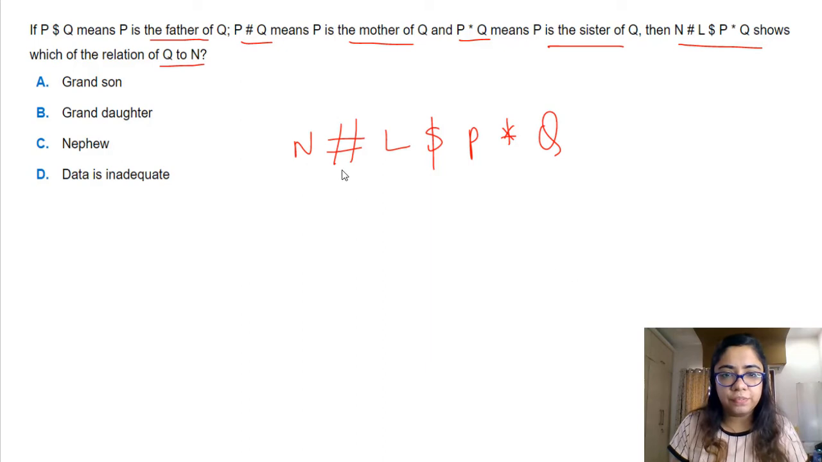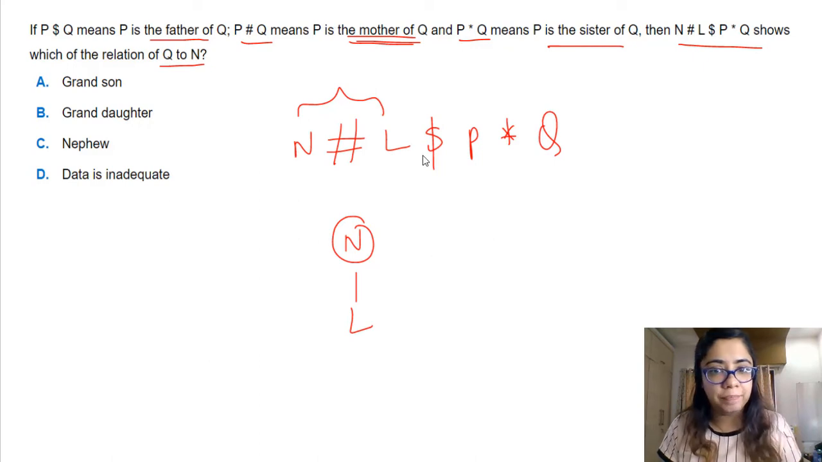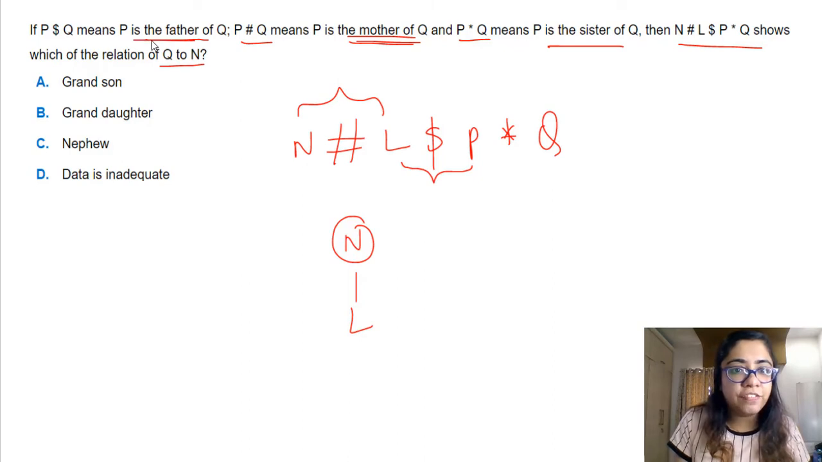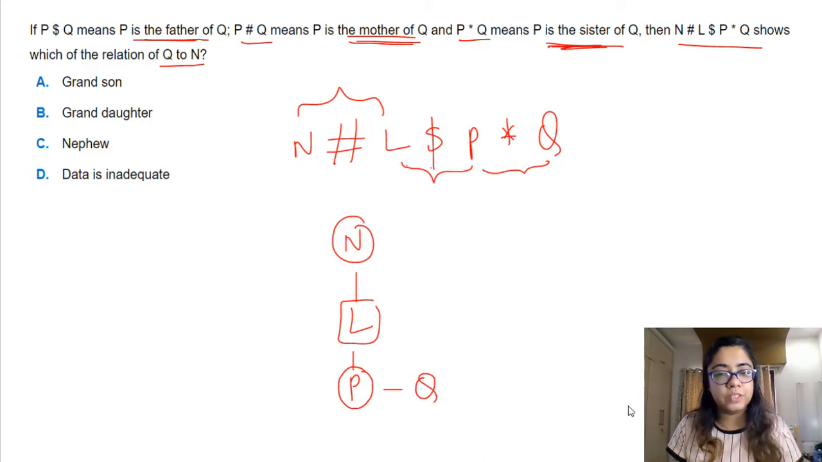Very simple question. देखो, पहले क्या बोला है? N hash L. Hash means N is the mother of L. Now L dollar P. Dollar means what? Father. So L is the father of P. ठीक है, then P star Q. P star Q means P is the sister of Q. So this is your generation 1, this is your generation 2, this is your generation 3.